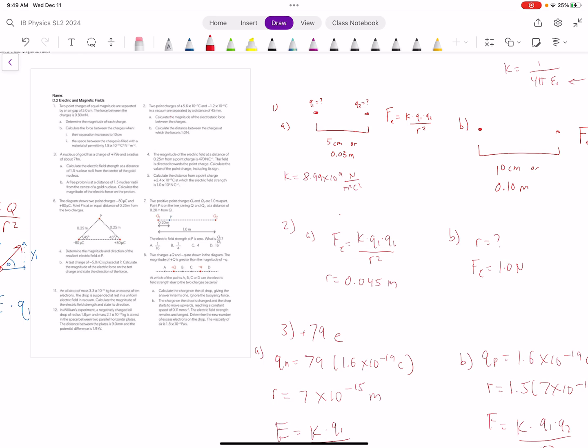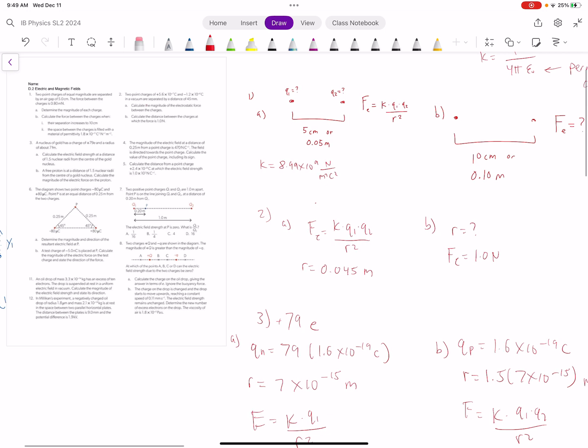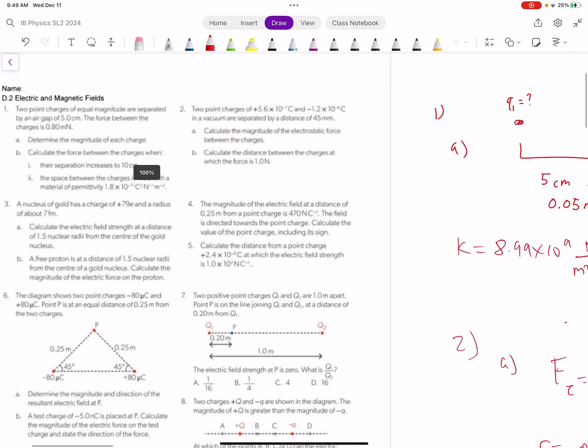Okay, so I'm going to show you how to do these questions, the equations needed for each of the questions. You'll need a calculator to do the calculations yourself, and you can always check the answers with the answer key that's available online.